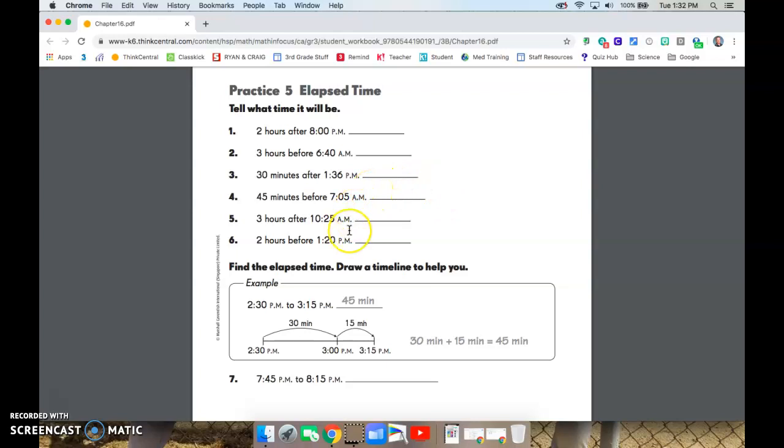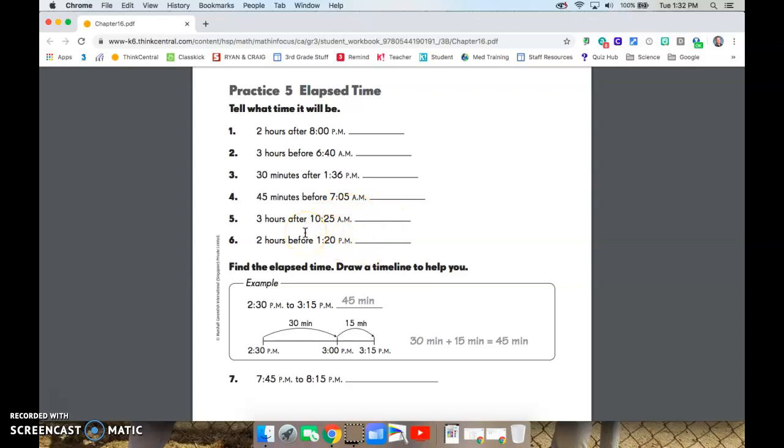All right, 3 hours after 10:25 a.m. So we go 10:25, and then we go 11:25, 12:25, 1:25, but it can no longer be 1:25 a.m. because that would put us way back in the morning. Now it's 1:25 p.m. So we flip from a.m. to p.m. So it's like going from noon lunch, okay?